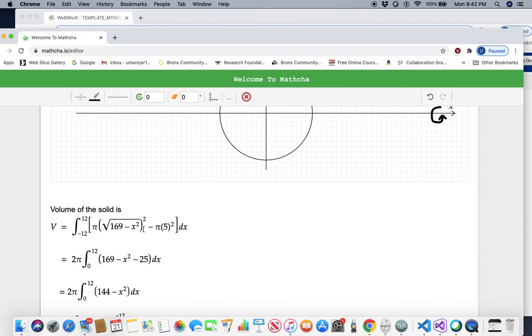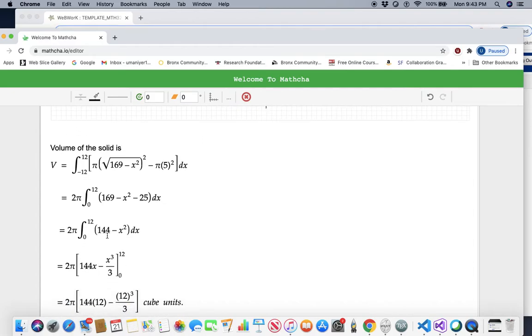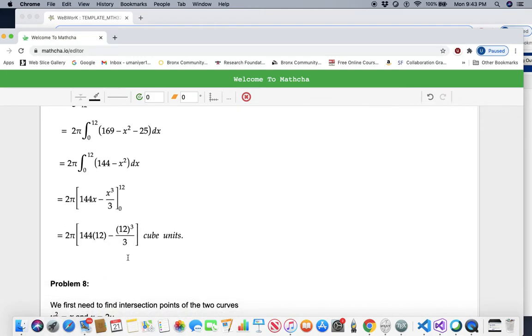So when I open this out, square cancels the square root, minus 5 squared is 25. Remember, the pi is a common factor. It's outside. By symmetry, I am taking the integral negative 12 to 12 to be twice the integral 0 to 12. Once I do this, I get 169 minus 25, 144 minus x squared. You proceed to find its integral, x cubed by 3, limits 0 to 12. So this is the advantage of using symmetry. 0 makes sure you have less calculation to do. 0 fetches you nothing. All you have to do is substitute 12.